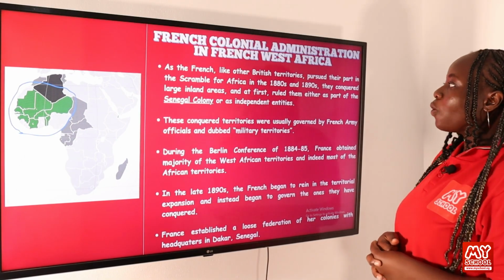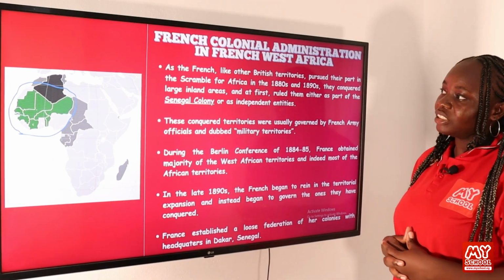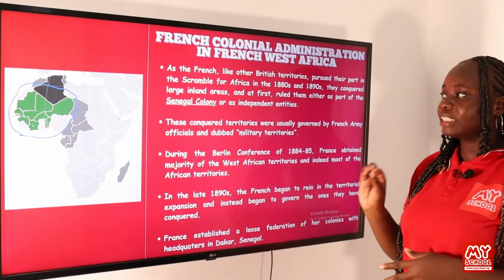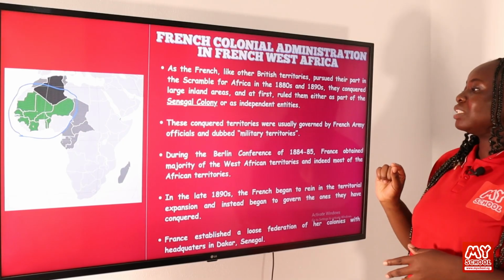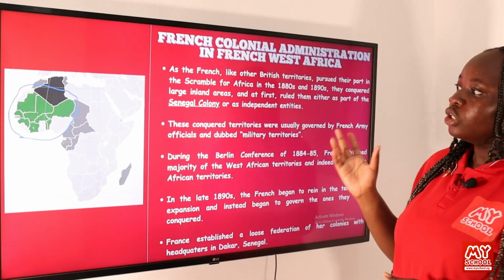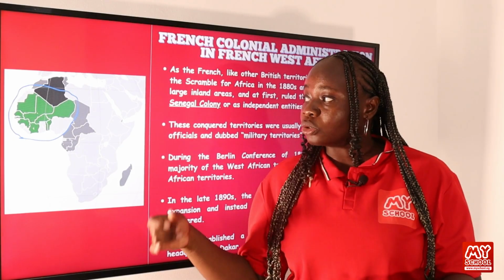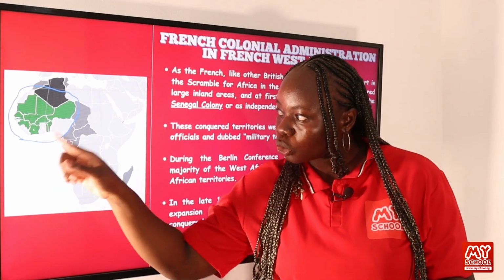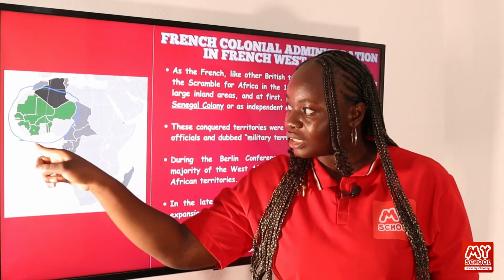Alright, as the French, like other British territories, pursued their paths in the scramble for Africa in the 1880s and 90s, they conquered large inland areas and at first ruled them either as part of the Senegal colony or as independent entities. Okay, so we talked about how earlier on, most of those European merchants, they settled along the coast of West Africa. So this is where they started.